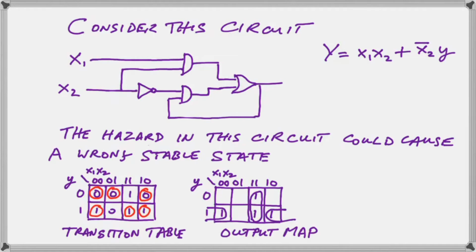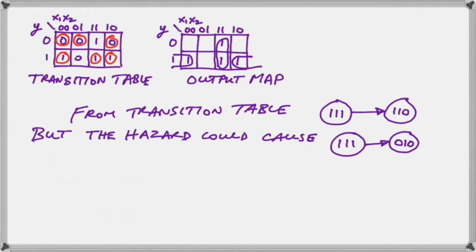Because this is a sequential circuit that has states, the hazard has the potential to cause a wrong stable state. There we've provided you with the transition table and the output map. Now from the transition table we can see that we should be able to safely move from total state 111 to total state 110. As you can see, that's a clear change with no change of output. We can easily switch back and forth between these two states, or should be able to, by merely toggling the x2.